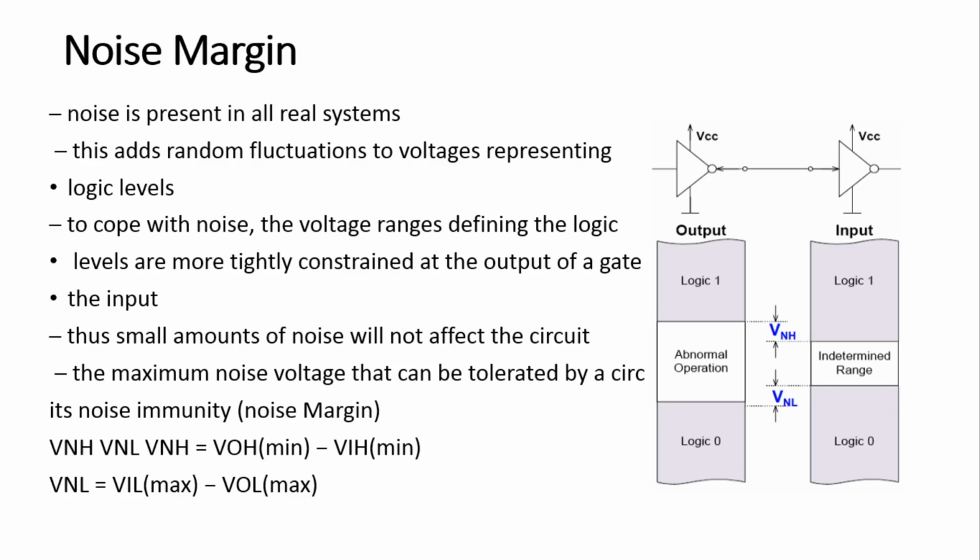So, noise margin. Noise is present in all real systems. This adds a random fluctuation to the voltage representing logic levels. To cope with noise, the voltage range defines the logic. The levels are more tightly constrained at the output of a gate than at the input, thus a small amount of noise will not affect the circuit. The noise margin is the maximum noise voltage that can be tolerated by a circuit.